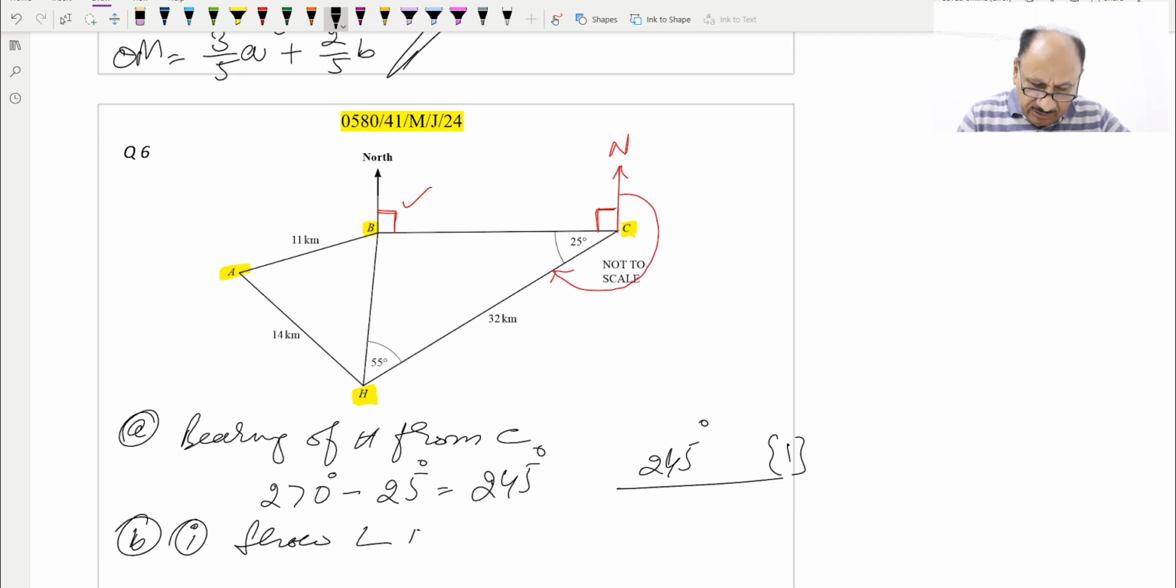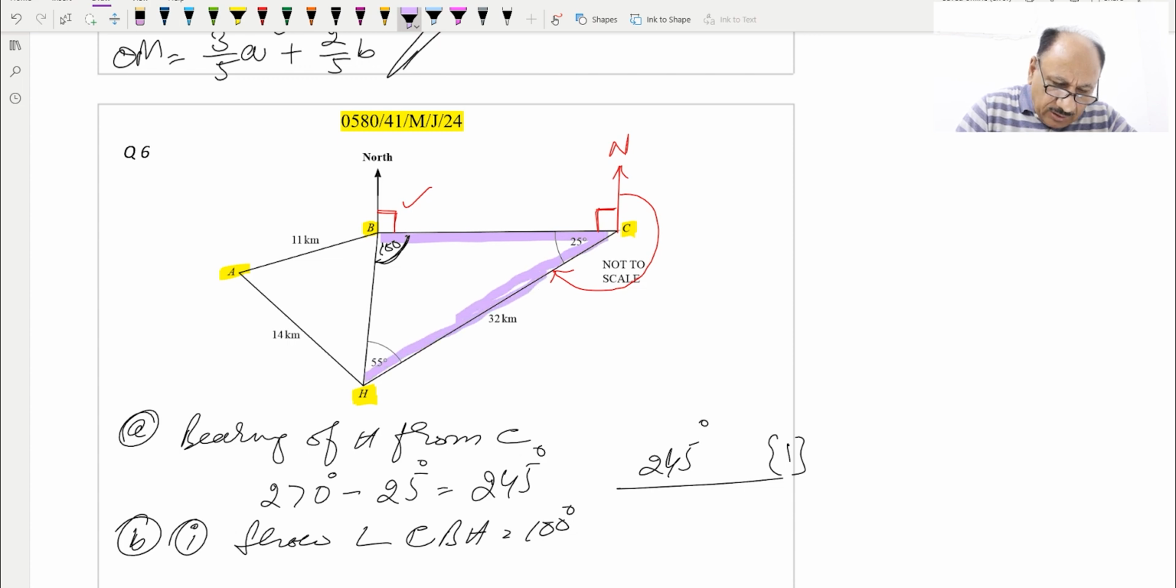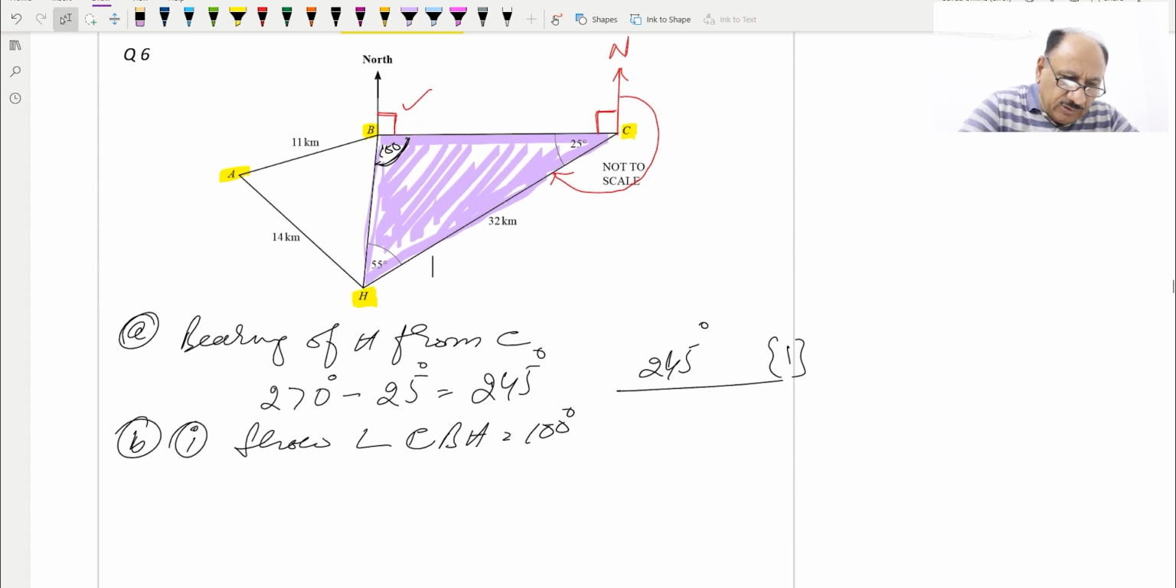Then B part, B part I says show that angle CBH is equal to 100 degrees. Okay, so this angle we have to show that this is 100 degrees. So we have other two triangles we can consider. We can consider this triangle, and in this triangle we have two angles. So the third angle we can find, which is 180 minus the sum of the two angles.